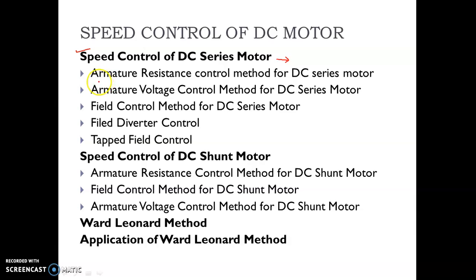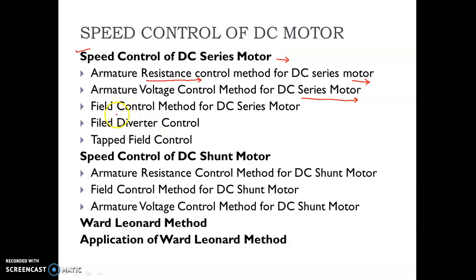In a DC series motor there will be an armature resistance control method. We will study how we can control the speed of a DC motor by increasing the value of armature resistance. Another control is the armature voltage control method for DC series motor. So by application of voltage, we will see how we can change the speed with the help of the voltage control method.